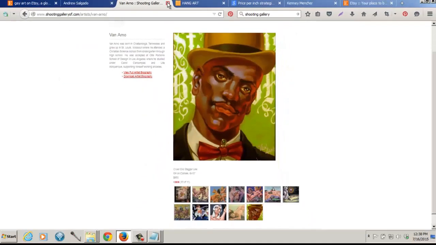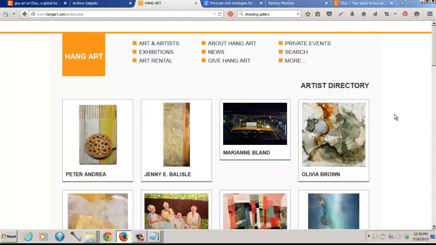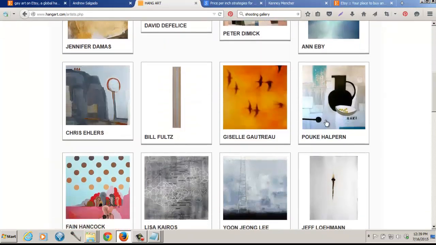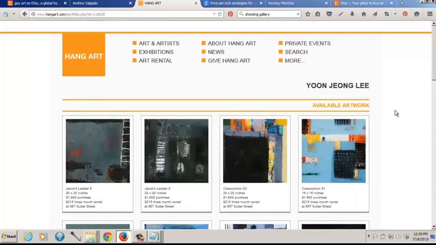Now let's take a look at another gallery, a consignment gallery called Hang Art. I have a love-hate relationship with this gallery, and I'll tell you why. I was showing with them and selling for pretty reasonable prices. You can see a 60 by 60 inch painting here is $3,200. They have other artists whose work you can check out to get a sense of their prices. This artist, Yoon Jung Lee, has a really lovely painting, 20 by 20 inch canvas, $1,800 for purchase. So these are nice, reasonable prices.